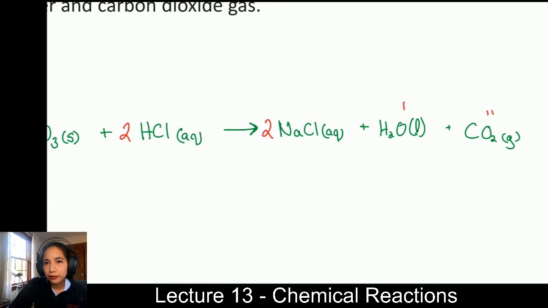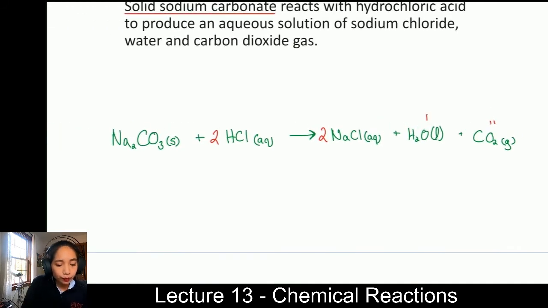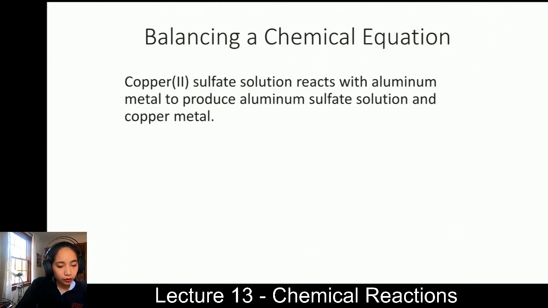So again, this is the tip. If an element shows up in more than one place, like in this example for oxygen, it shows up in water and CO2, carbon dioxide, you want to balance that last. But in this case, it's all good and balanced, so there's nothing else that we have to do. This is the full balanced chemical equation for this reaction. Right, so let's move on to the next example.